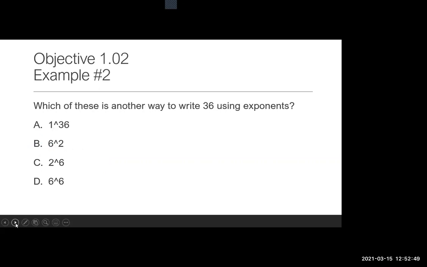Okay, another way you might see this learning objective asked is, what's another way to write 36 using exponents? Well, in this one, I might work a little backwards. For instance, look at A, 1 to the 36. Now remember, that means to write the 1 36 times. And by the way, I'm not going to write it 36 times, but I want you to get the idea and multiply it. Well, I don't care how many times you multiply 1 by itself, you're going to get 1.